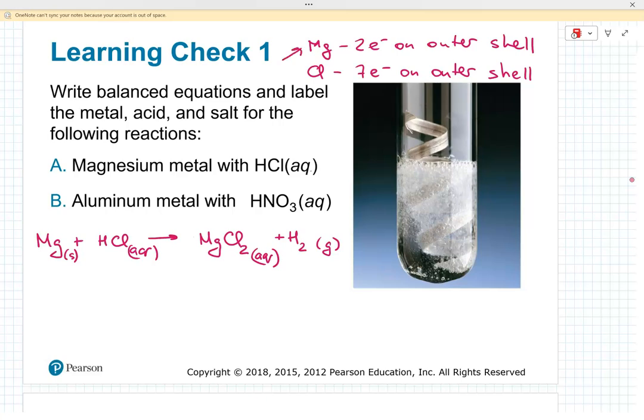For magnesium to reach that magic number, it's easier to give away 2. So magnesium is going to be 2+. For chlorine, it's easier to accept 1 to get to 8, so it's going to be chlorine minus. In order to make this compound electrically neutral, the number of positive and negative charges should match. So you need 2 chlorides to match the double charge on magnesium. Good? Now, we can balance it out.